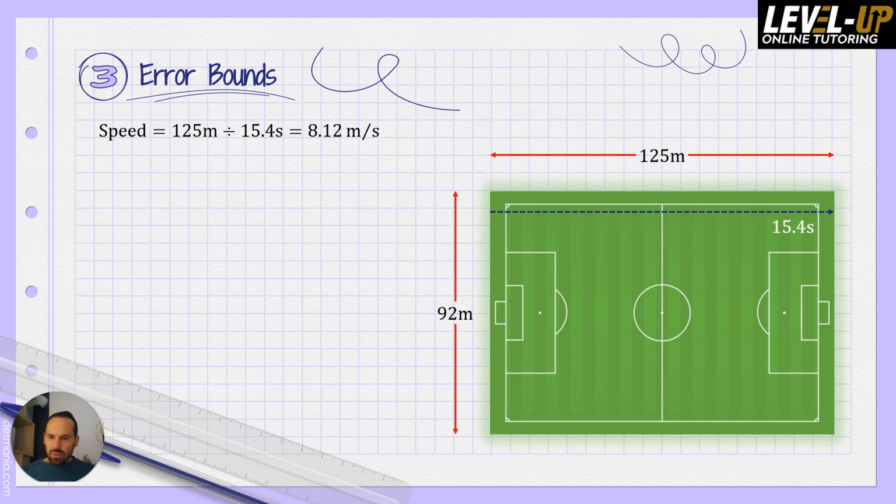Now say the record for players on their team, the record average speed they've done, is 8.1534, and this was done at some events where they had a greater accuracy. Look, this has been measured to 4 decimal places as opposed to only 2.